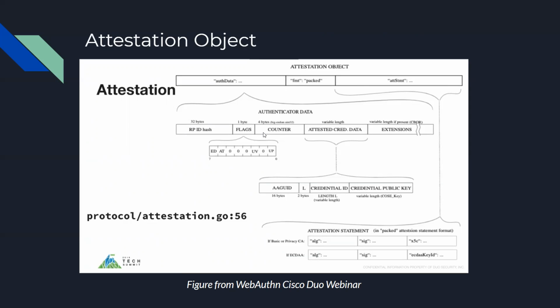Counter is a pretty useful value here, which tells us how many times the authenticator has been used for this specific credential. Usually the first time when you register, the counter is 0, but every time you log in, the counter is increased. If the counter is also maintained on the server side, we can track whether the counter is increasing in an expected way.